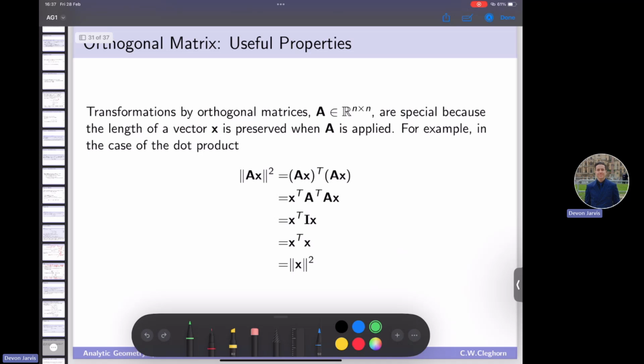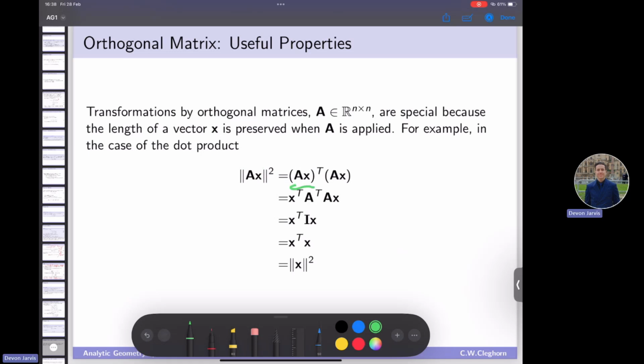Transformations by orthogonal matrices are special because the length of the vector x is preserved when A is applied. For example, in the case of the dot product here, if you have a transformation A, I've been using A for the metric. In this case, with the dot product, the metric is the identity. Don't get confused with this being A. Notation is hard. But this is a transformation of x, right? So it's a transformation of a vector space. If I'm transforming x and then calculating a norm, again the norm here is the Euclidean norm.